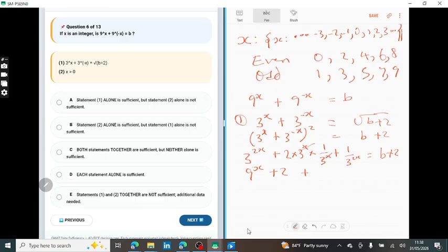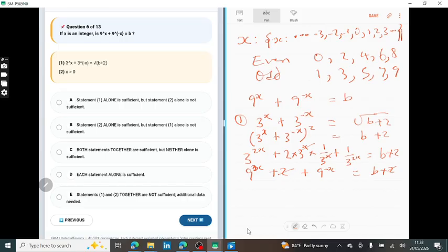This is 3 raised to the power s. 3 raised to the power 2s is also 9. If you bring it back, it is now 9 minus s equals b plus 2. See that 2, we cancel 2. And we are back with what we had before: 9s minus 9 to the power s plus 9 raised to the power minus s. So statement 1 is sufficient.